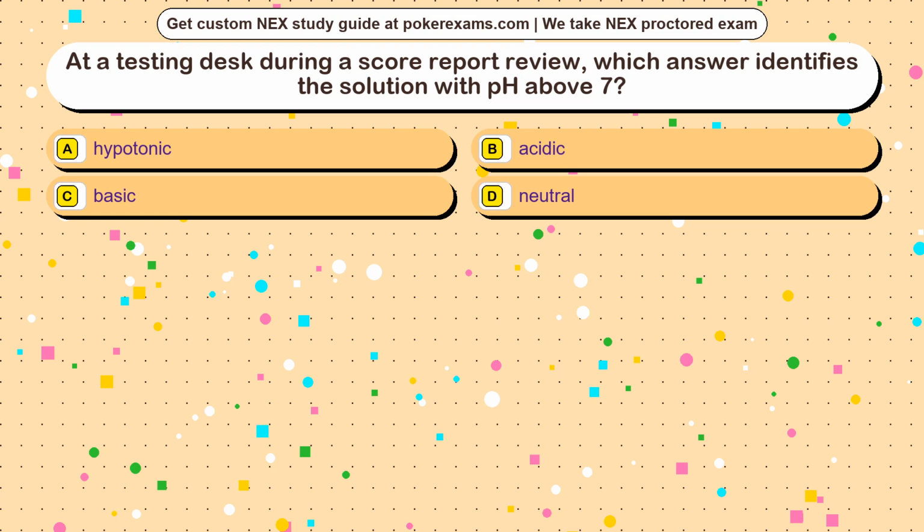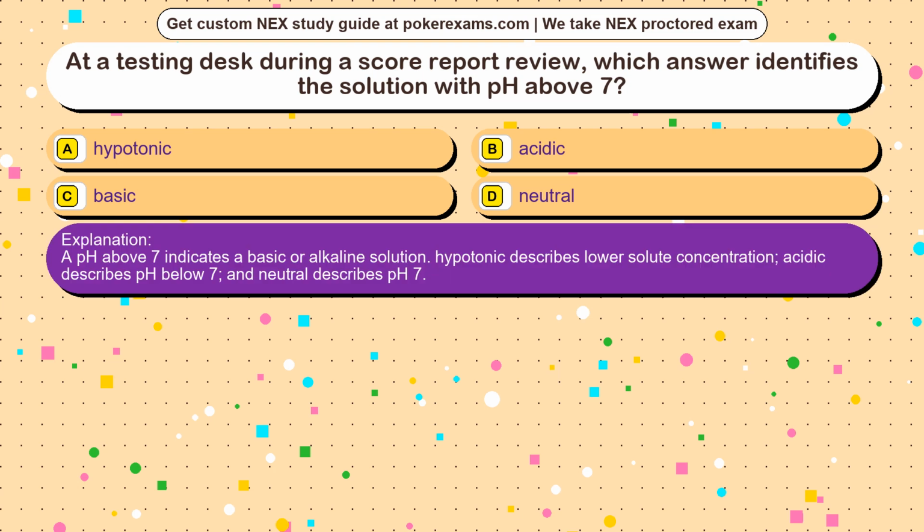The correct answer is option. A pH above 7 indicates a basic or alkaline solution. Hypotonic describes lower solute concentration, acidic describes pH below 7, and neutral describes pH 7.